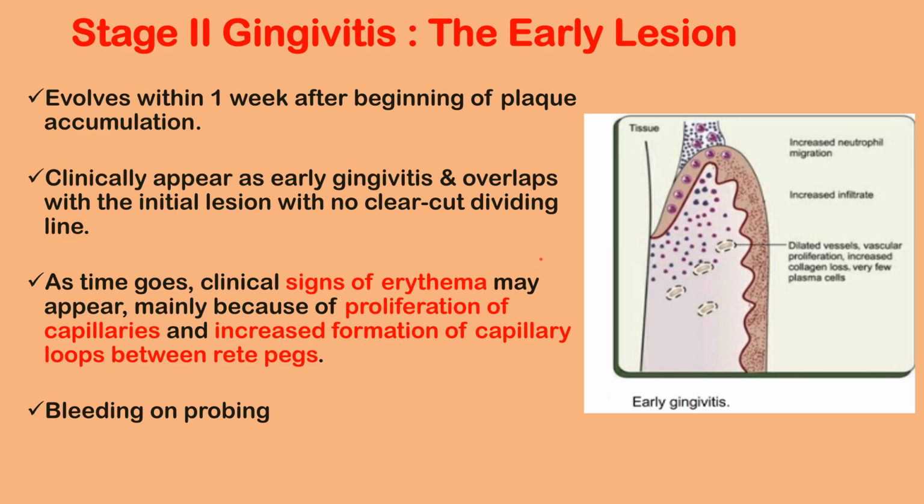With time, there is a sign of erythema and we can see proliferation of capillaries, increased formation of capillary loops between rete pegs. In the diagram, we can see dilated vessels and vascular proliferation, increased collagen loss. The main sign which differentiates it from the initial lesion is the presence of bleeding on probing.